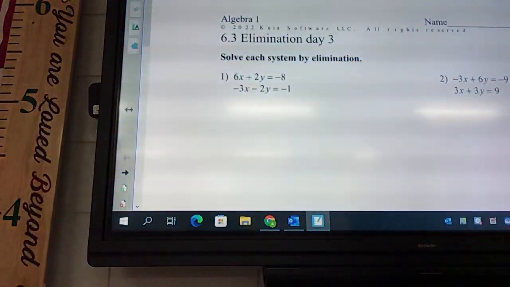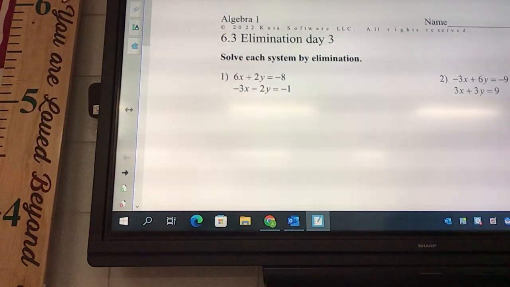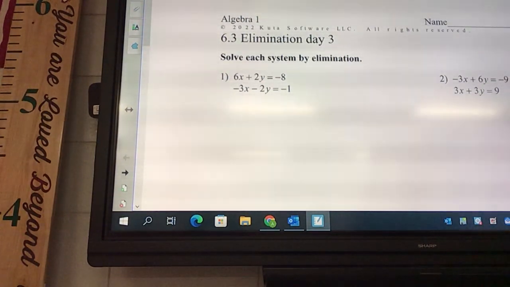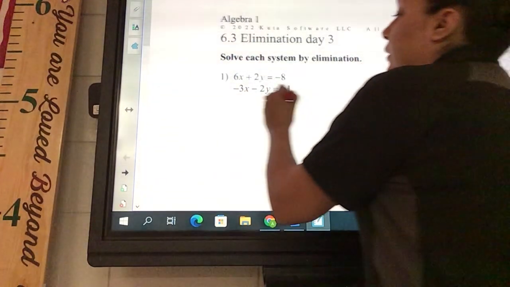And they're mixed on here, okay? So if we look at number 1, do we have something that has the same numbers? Yes. Okay, what? The two y's, okay? Are the signs the same or different? Different. Okay, so we can add them together.